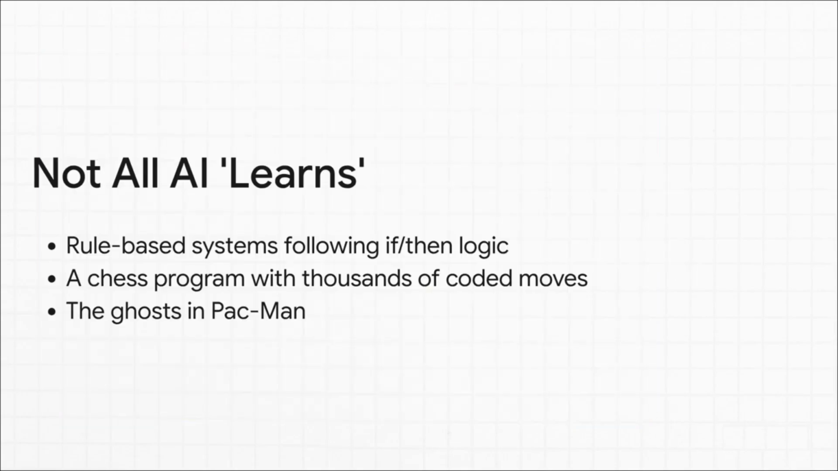And here's the first really important thing to get. Not all AI actually learns. A lot of the early AI was just based on rules. Think of an old chess program that had thousands of moves programmed right into it. Or even the ghosts in Pac-Man. They seem smart, but they're just following a really complicated set of if this, then that instructions that a human wrote. They're executing orders, not learning from experience.